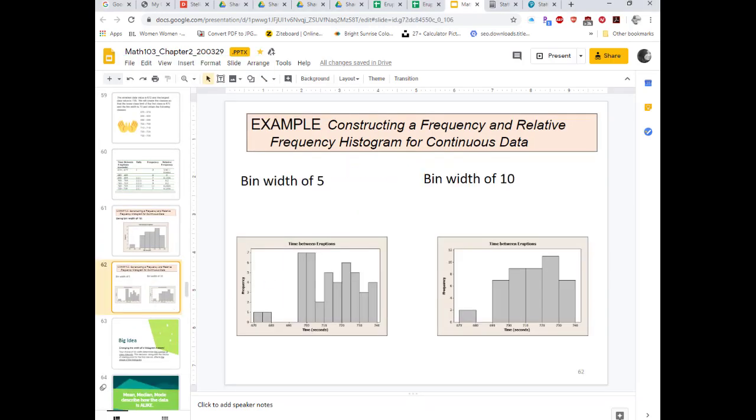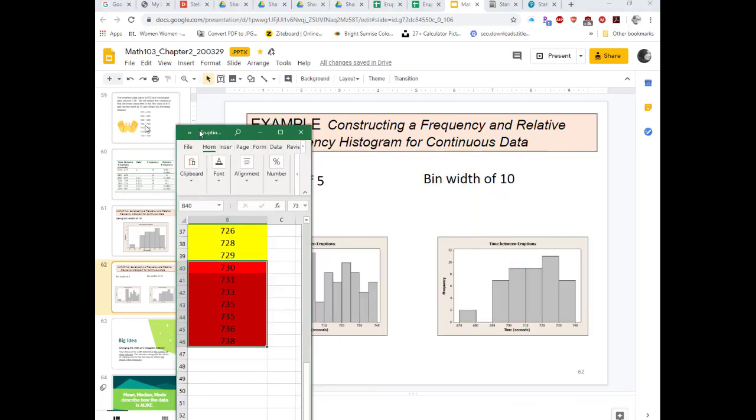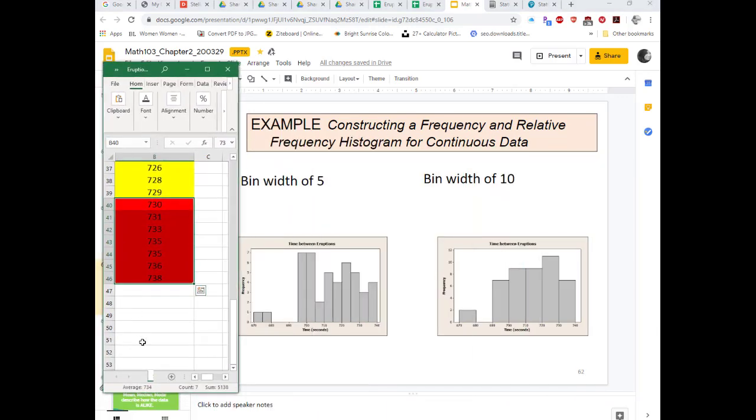Let's compare the 2 columns. Remember the first one we did, we had a bin width of 5, and the next one we did was a bin width of 10. Well, first thing that you can look at when you look at the histograms for each one, the bin width of 5 is much more narrow than the bin width of 10. Also, here we have many more bins than here, right? Here we only had 7 bins, here we had 14 bins.